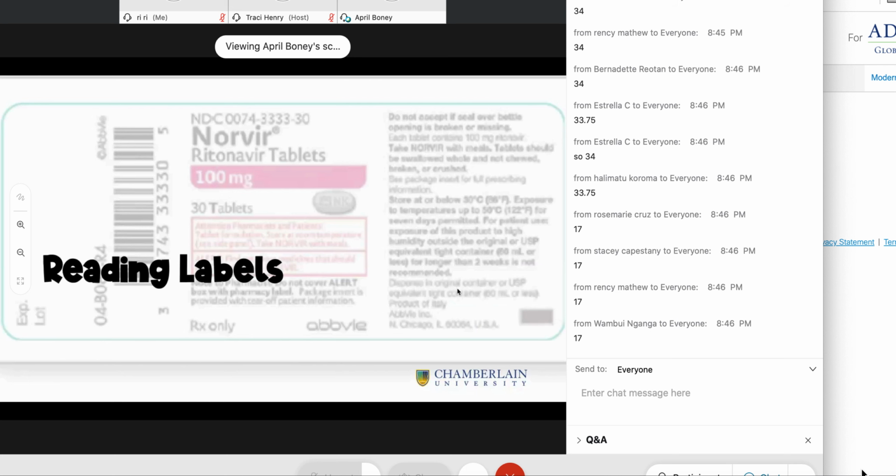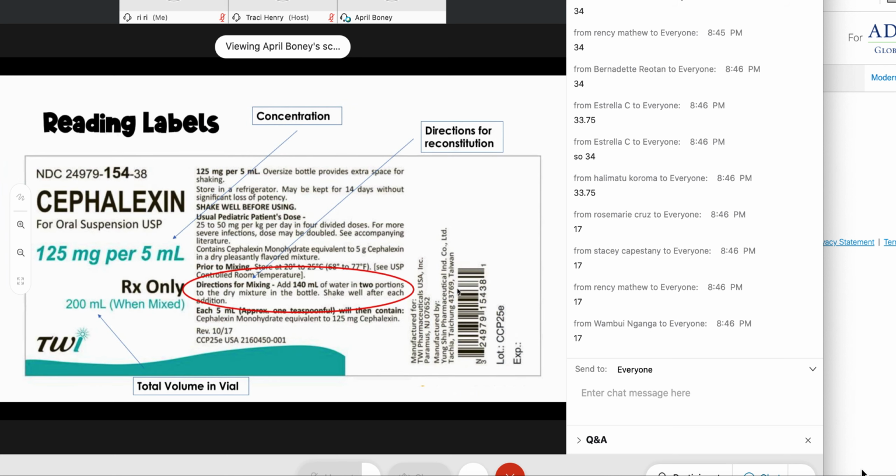Okay, I want to talk for just a minute about reading labels. So let's look at what a label looks like. And all labels look a little bit different, but I've given you a couple that we're going to look through. So first and foremost, you're going to have a concentration. And on this label, it's right here. It's in a couple of different places on this label. This is your concentration, 125 milligrams per 5 milliliters. It's also right here, 125 per 5 milliliters. It's also down here. 5 milliliters will then contain 125 milligrams.